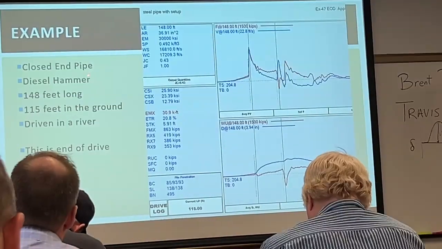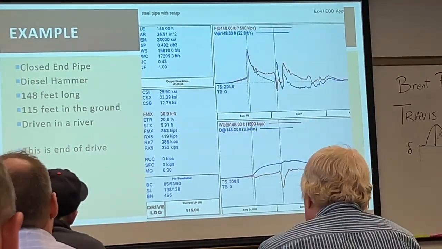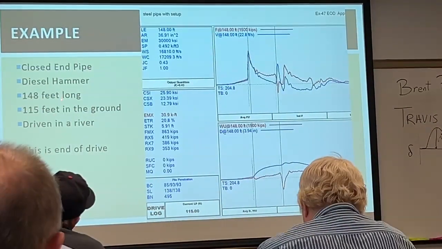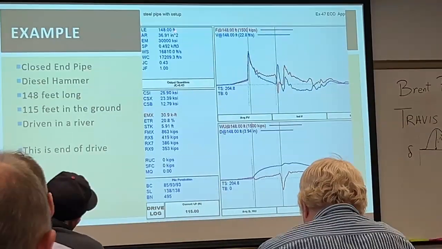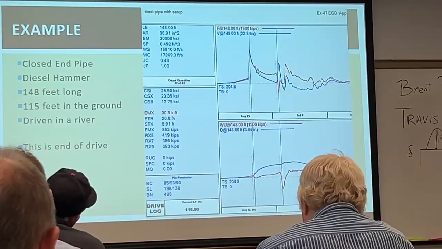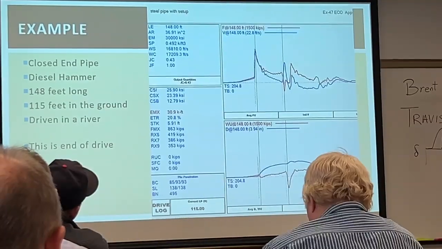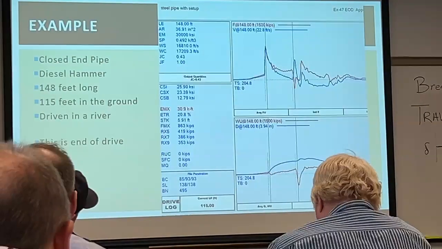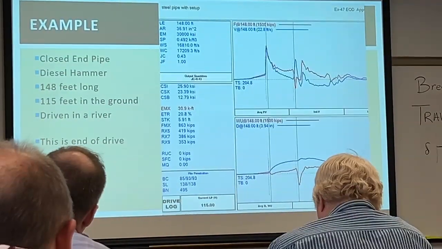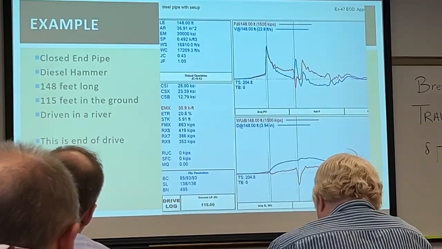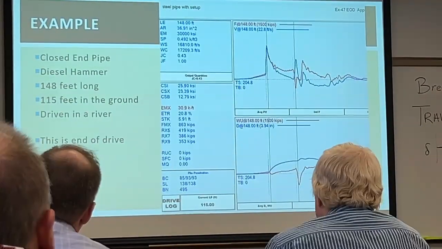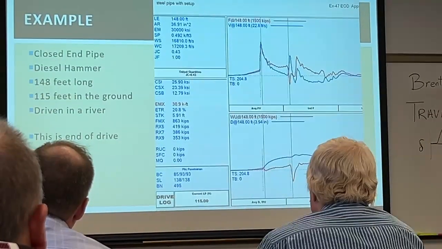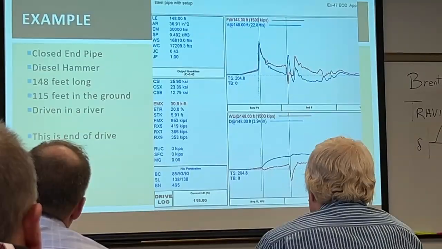So this is an example, again, out of Florida. It's a closed-end pipe, driven with a diesel hammer, 148 feet long, cross-sectional area is about 37 square inches, so fair bit of steel. It's 148 feet long, 115 feet in the ground, so it was driven in the St. Johns River, which means there's some stick up above the water, and there is some stick up in the water, which is not contributing to resistance. This is the end of drive data.